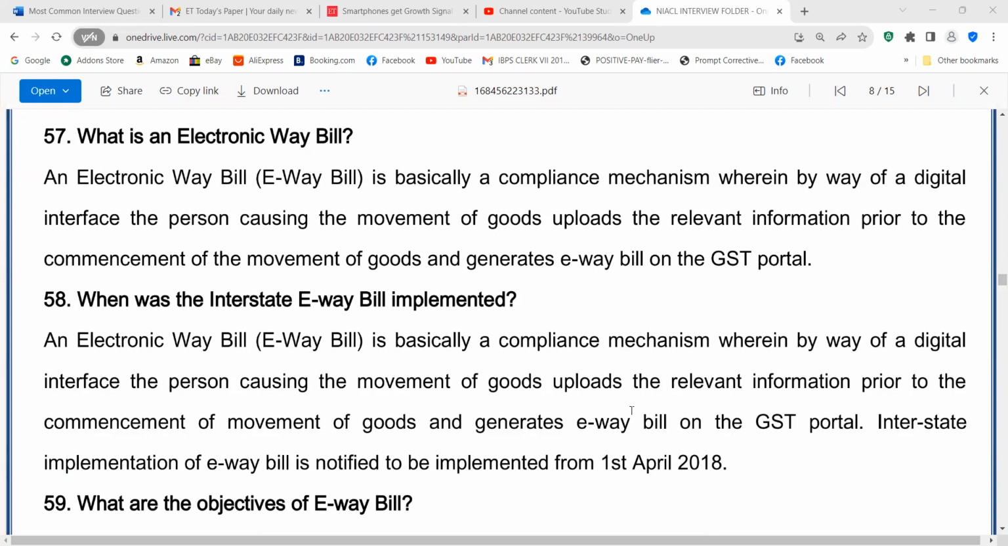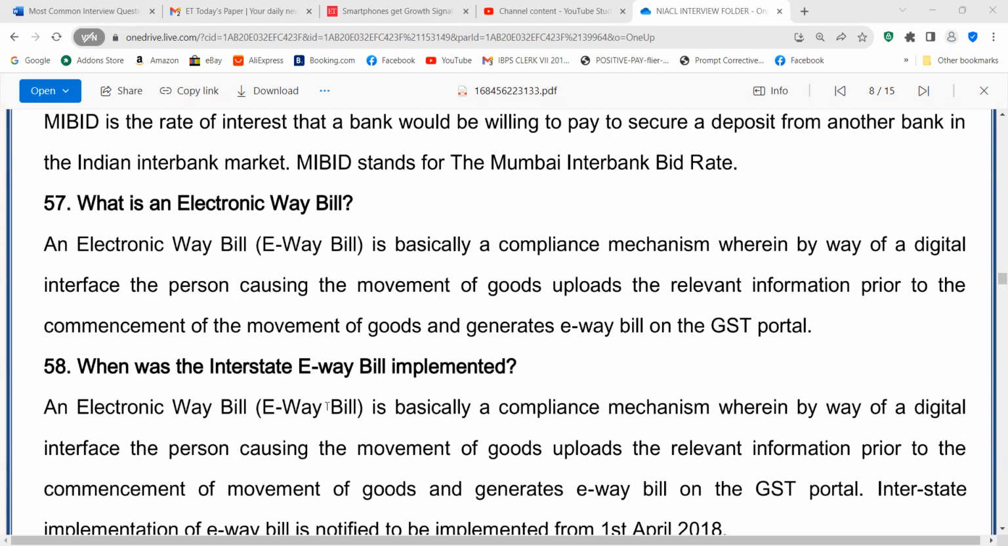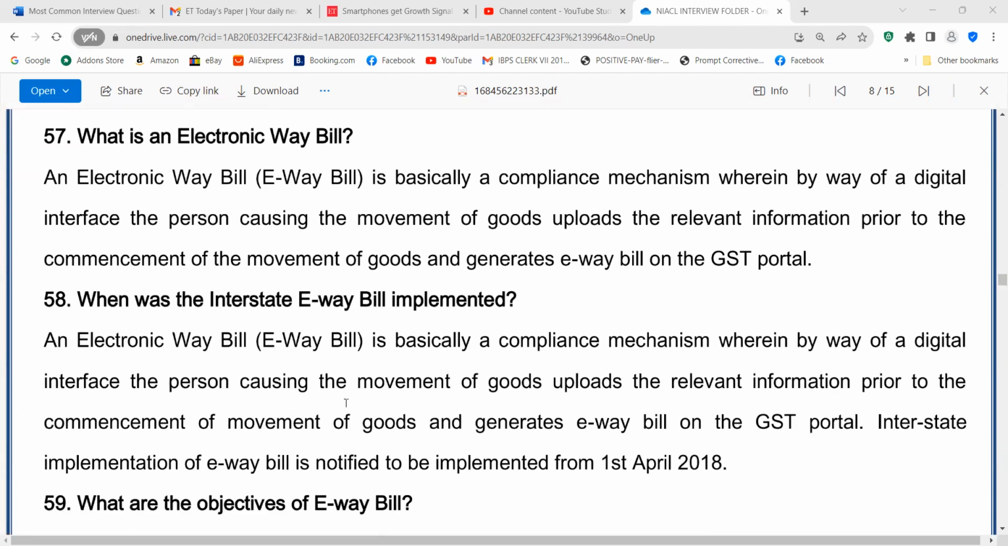So can I directly read the date of implementation? What happened? Sir, the repetition of the 57th definition is there in the 58th question answer. So I can directly read the implementation date? Yeah, only that is there. But read it once again fully.